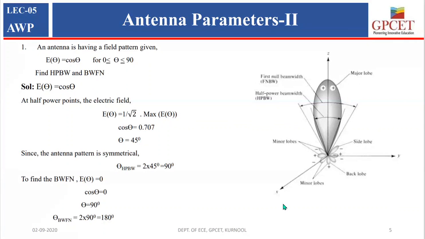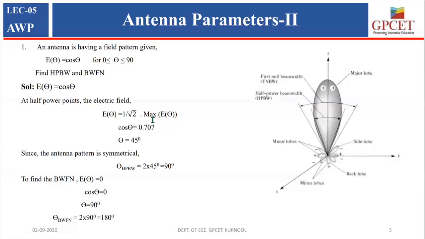The given pattern is the field pattern, that's why we are equating this field pattern to 1 by root 2 times its maximum value. If the given pattern is the power pattern, then we must equate this power pattern to 1 by 2, and that means 0.5 times its maximum value.